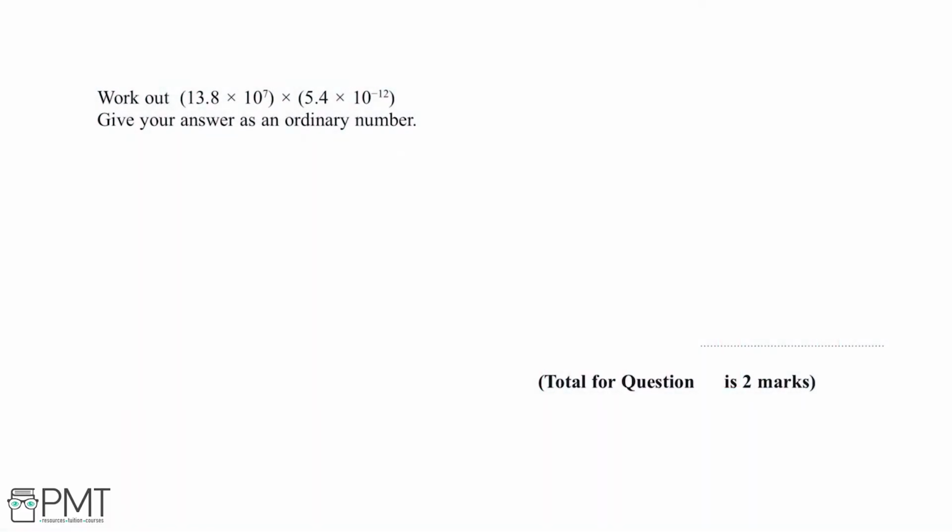Work out 13.8 times 10 to the power of 7 multiplied by 5.4 times 10 to the power of negative 12. Give your answer as an ordinary number. So 13.8 multiplied by 10 to the power of 7 multiplied by 5.4 times 10 to the negative 12 is the same as writing 13.8 multiplied by 5.4 multiplied by 10 to the power of 7 multiplied by 10 to the power of negative 12. And this can make it easier to work out. And we can either put this straight into a calculator, or we can work it out in 2 separate halves.